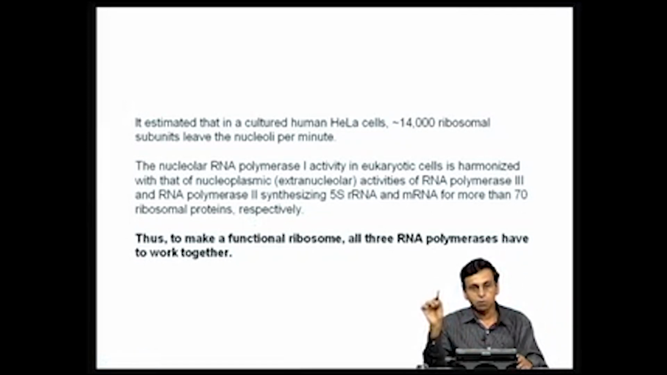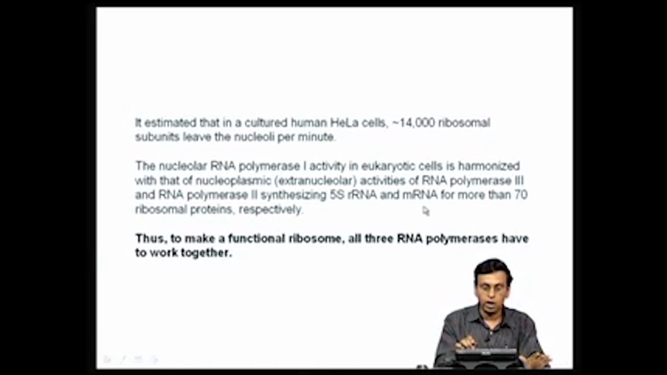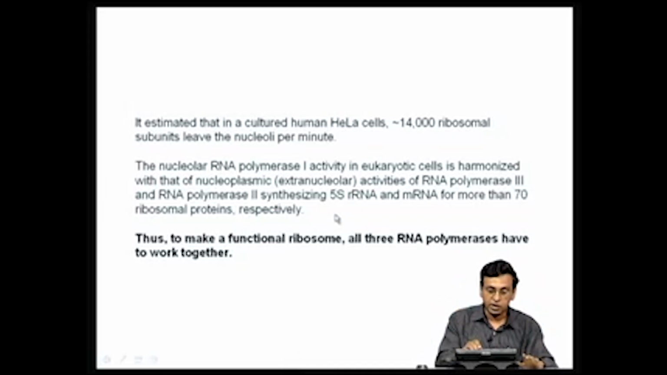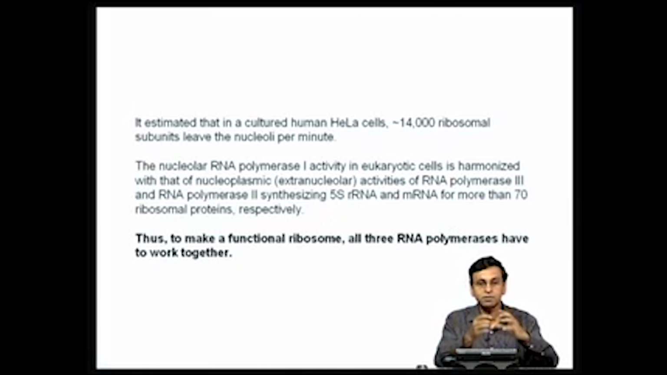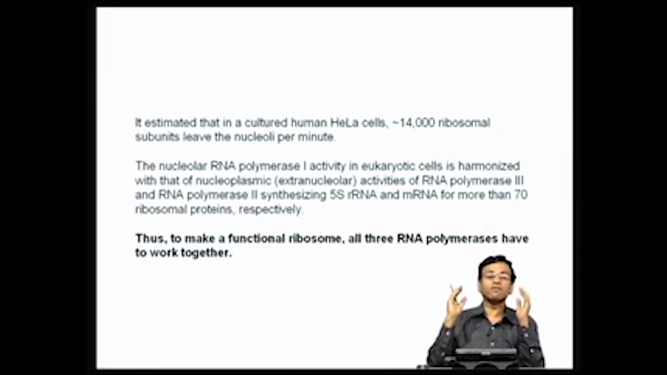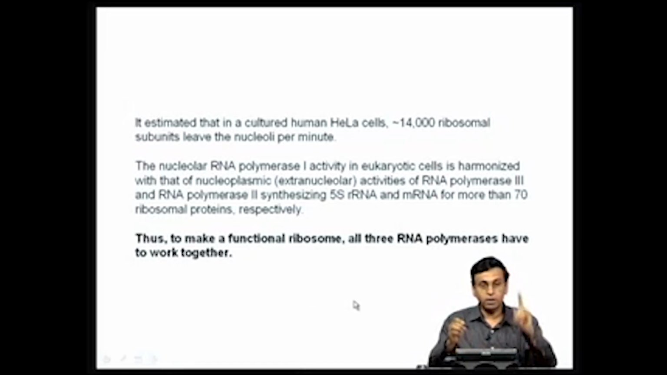Now, if you want to make functional ribosomes, it is not just RNA polymerase 1 which is involved. It also involves RNA polymerase 2 and RNA polymerase 3, because the ribosomes consist of not only 28S, 18S and 5.8S RNA, which are made from the ribosomal DNA. It also contains 5S RNA, which is made by RNA polymerase 3, and at least 70 different ribosomal proteins have to combine with these ribosomal RNAs, and all these proteins have to be synthesized from messenger RNA. So, to make functional ribosomes, all the 3 RNA polymerases have to work together.